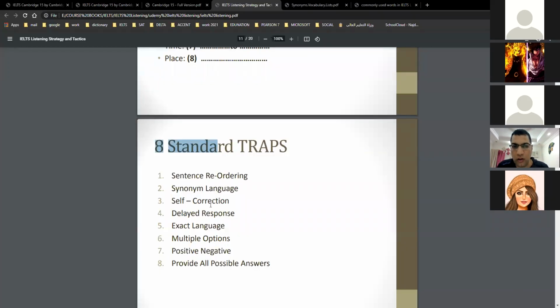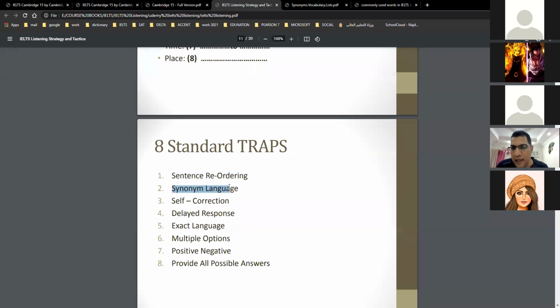Okay, guys, now we have a general overview about the IELTS listening test. We need now to know how the examiner tests you. So now we have 8 standard traps. Number 1, sentence reordering. I mean, he gives you the same sentence, the same words, but he puts the words in a different order, not in the same order, right?